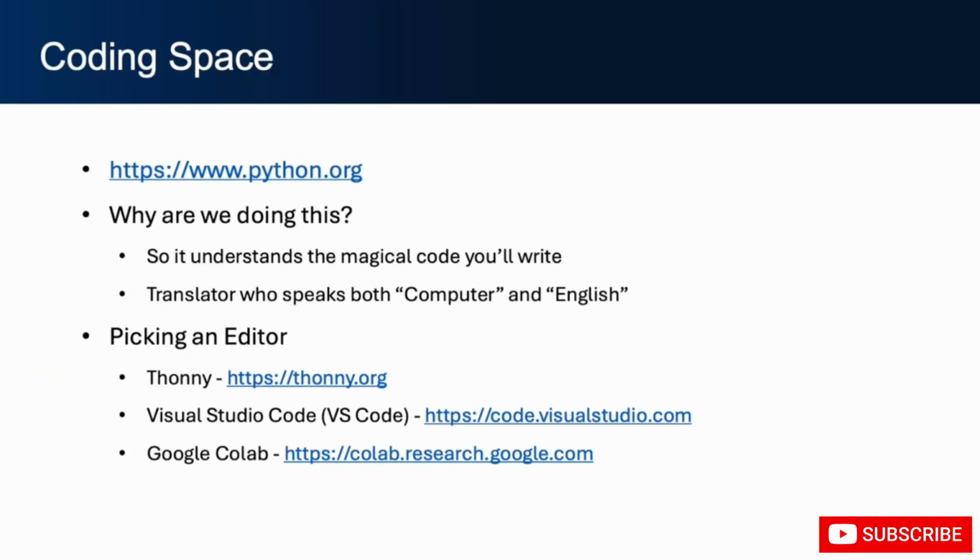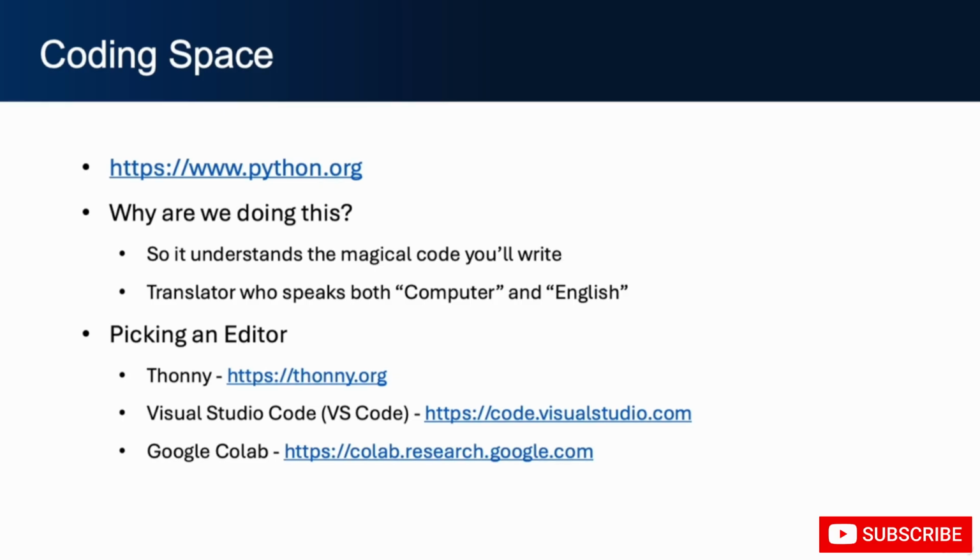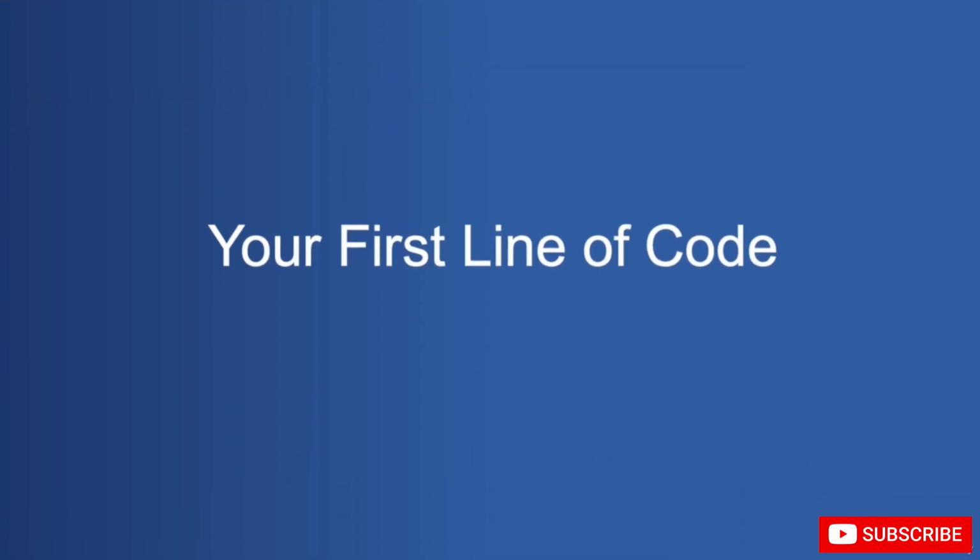Once you've installed Python and chosen an editor, or you decide to follow along with me and do it on the cloud, you've basically set up your coding studio. This is the place you'll create and test all your masterpieces. Next, let's jump into your first line of code.